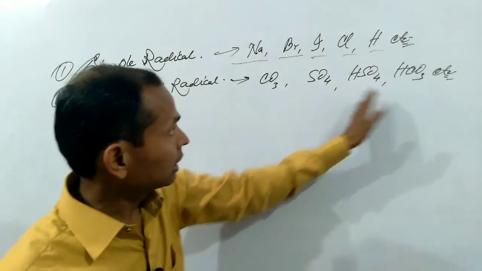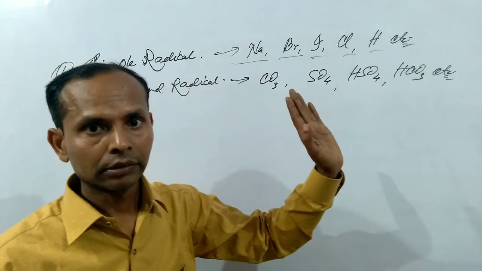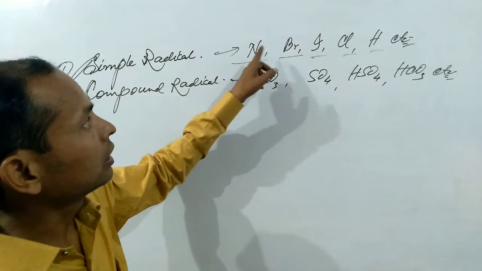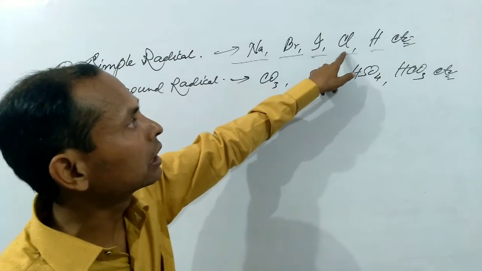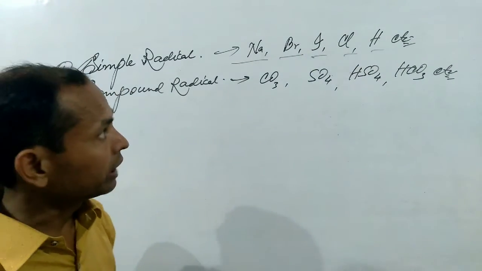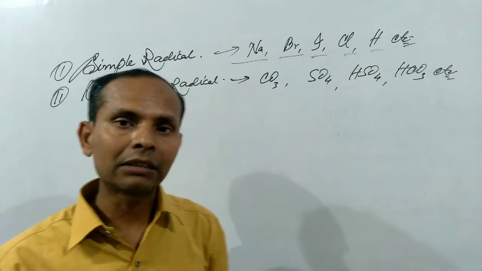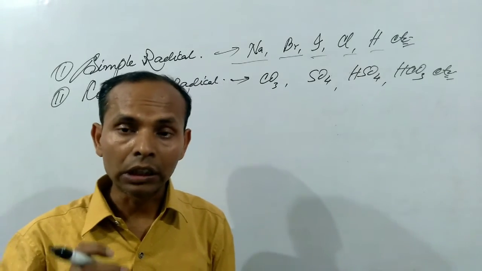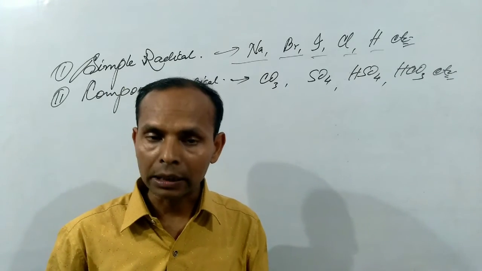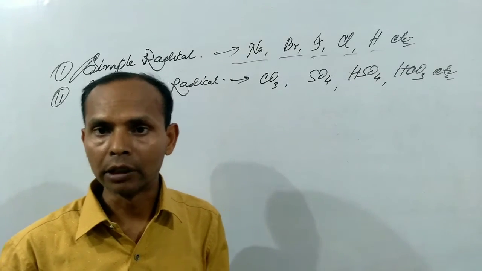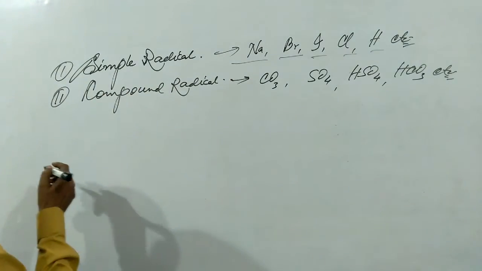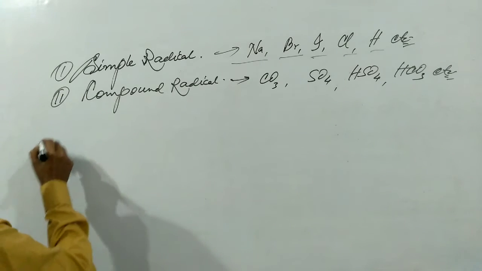And these compound radicals may be acidic radicals, or they may be basic radicals also, because the main difference is the number of elements present in the radical. In case only one atom is present, that is called a simple radical. In case two or more atoms of different elements are present in a particular radical, the radical will be considered as a compound radical. So we can write the definition of simple radical and compound radical in this way.